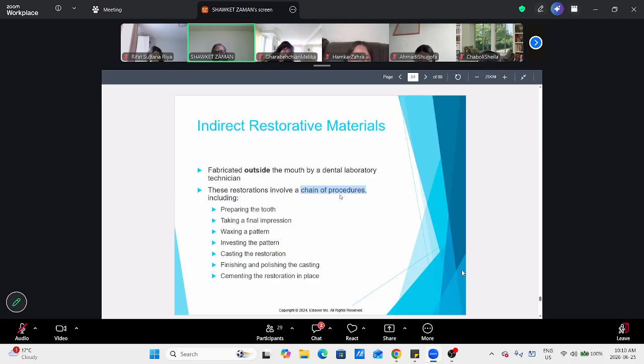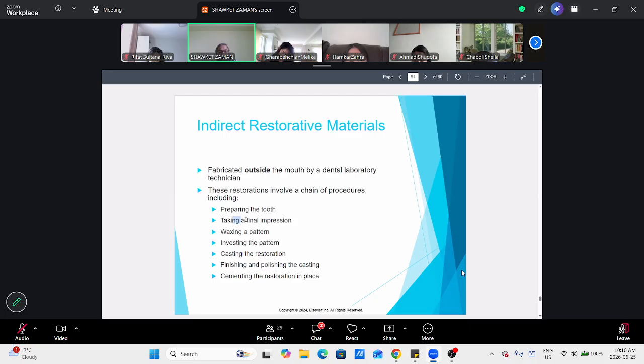So in order to make an inlay, onlay, crown, or bridge, these are examples of indirect restorations. First of all, we have to prepare the tooth. Preparation of the tooth means we have to cut the tooth structure. Then after preparation of the tooth, we have to take the final impression. An impression is the measurement of the tooth and its supporting structures, and it is known as a negative reproduction of the tooth and its supporting structures.